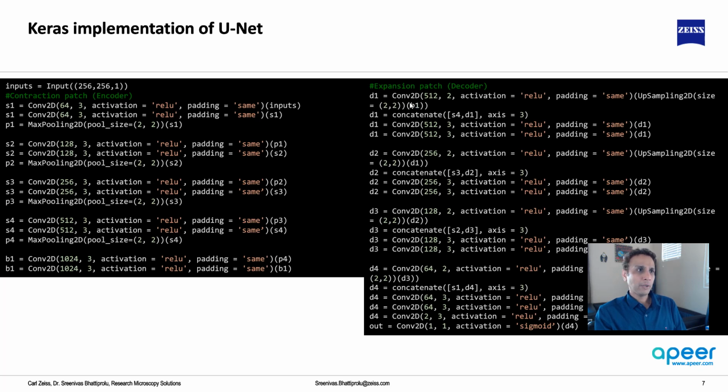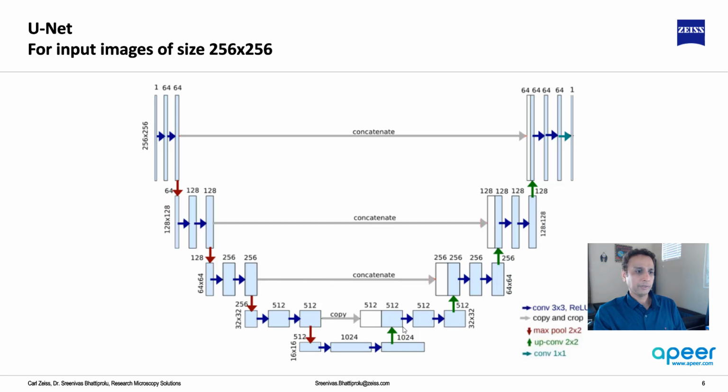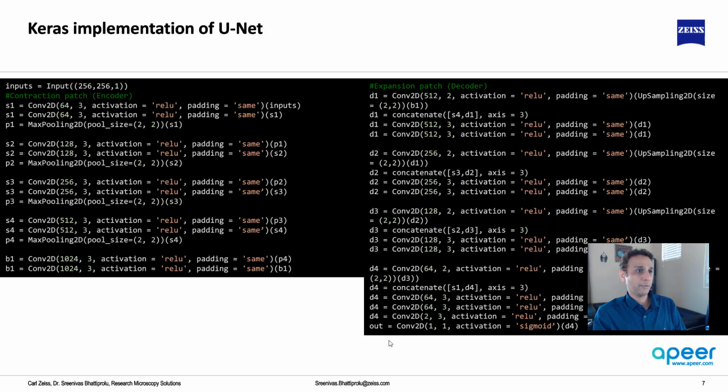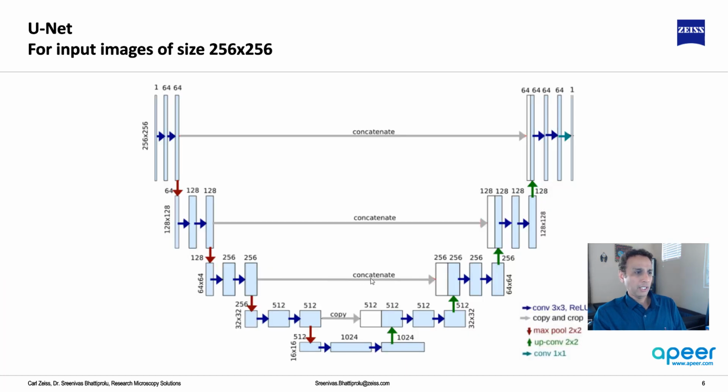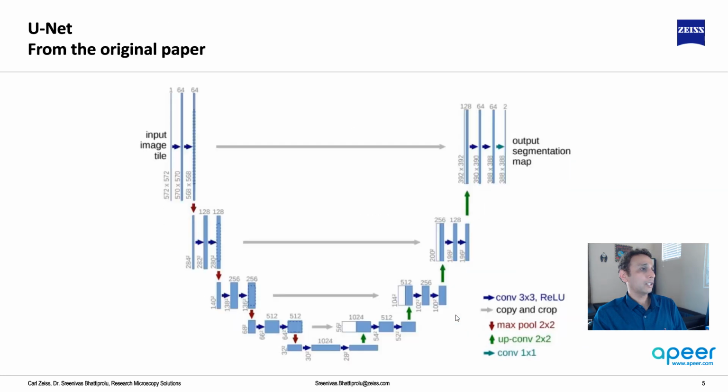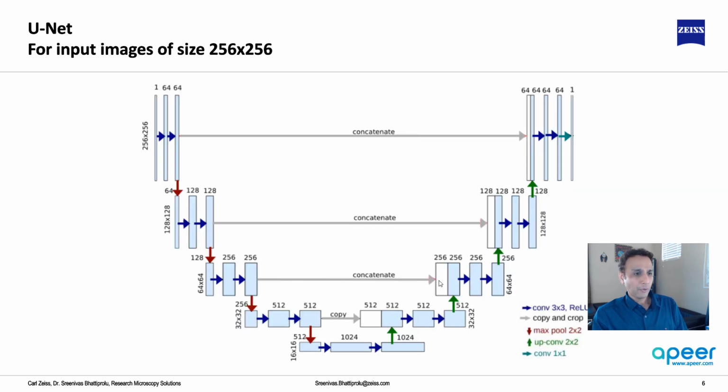I would like to do a convolution operation, right? And then concatenate. Concatenate what? S4 and D1. What is S4 and D1? Well, I'm concatenating this and this together.